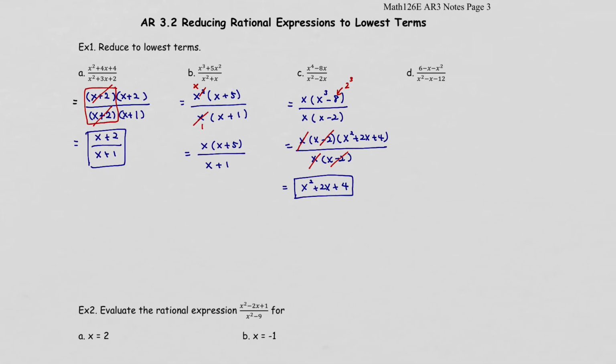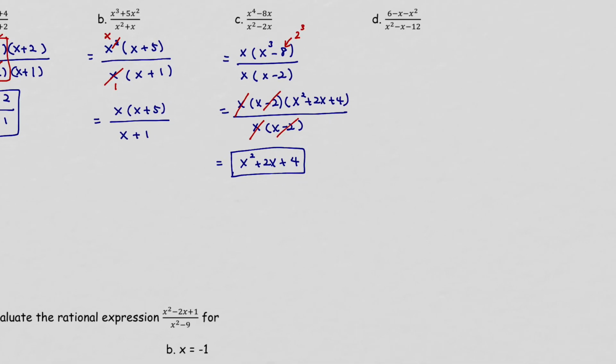Let's look at one more. So this one right here, I need to factor. In order for me to factor, I like to write it in standard form. Looks like the numerator will be negative x squared minus x plus 6 over the denominator I have.